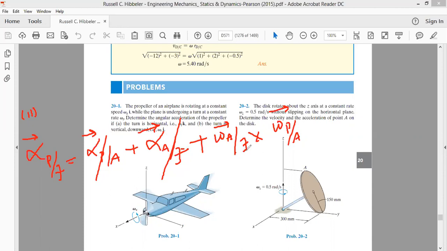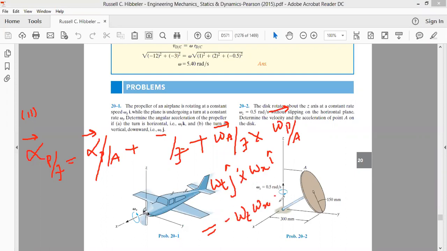What is the angular velocity of the aircraft with respect to the ground? That is omega t j cap in this problem. So we're writing this as omega t j cap, cross product with the angular velocity of the propeller with respect to the aircraft, that is omega x I cap. So that will be omega t multiplied by omega x. And as far as j cross I is concerned, that's equal to minus k cap. So what does this mean? This means the angular acceleration is along the negative z axis.